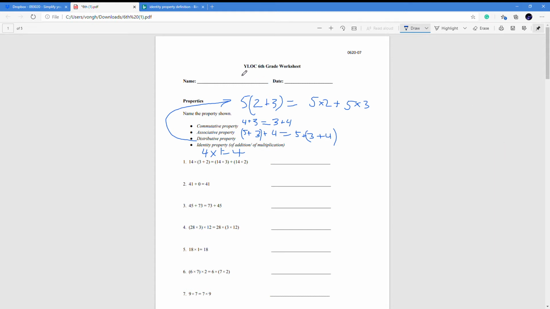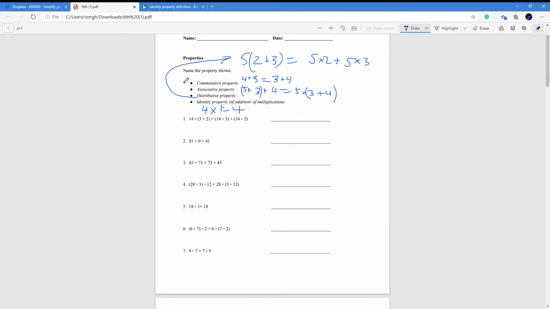Hi, I'll be going over the 6th grade worksheet for lesson 7. So for here I'll be explaining each property.